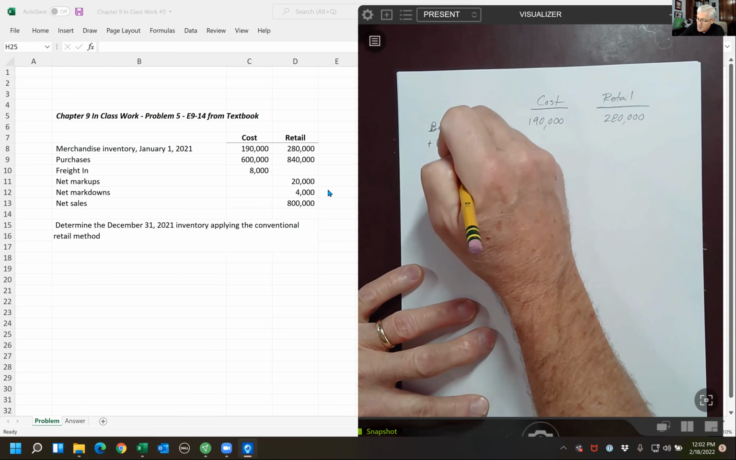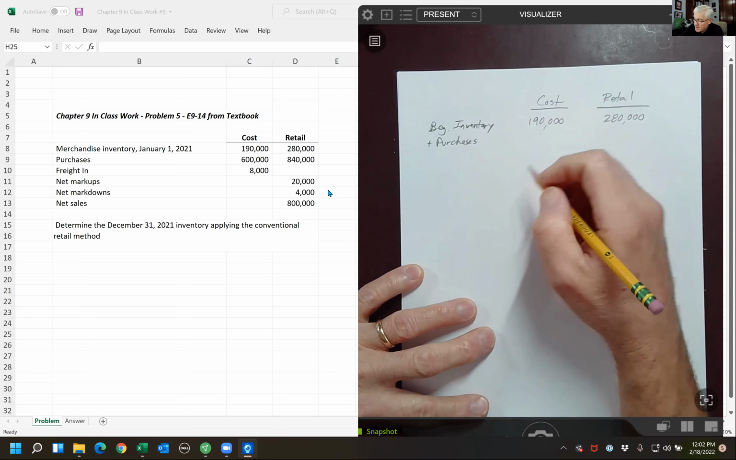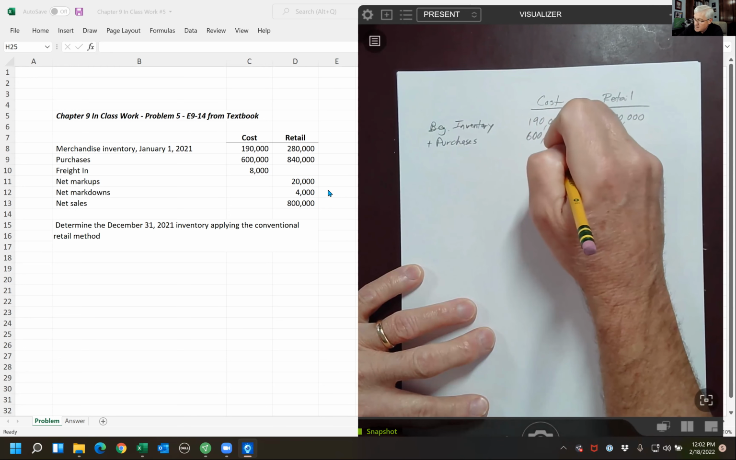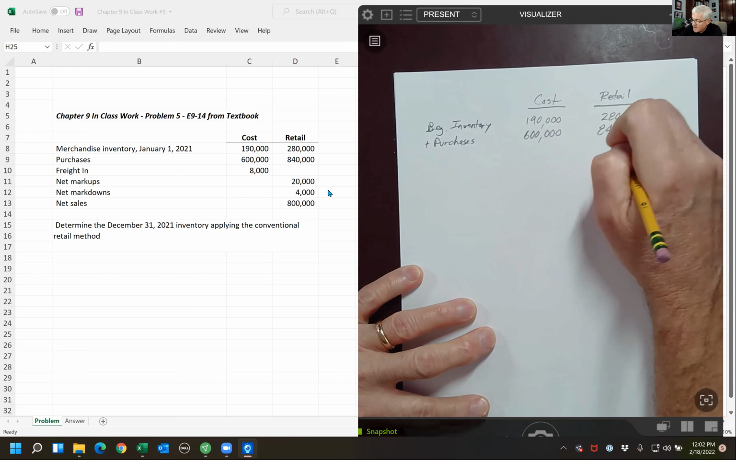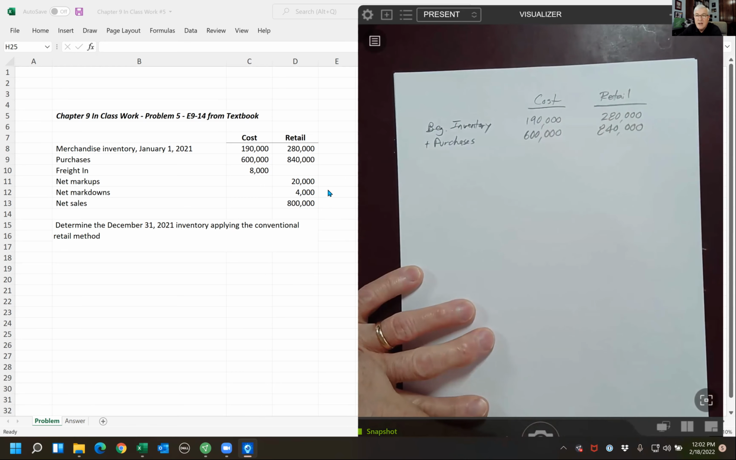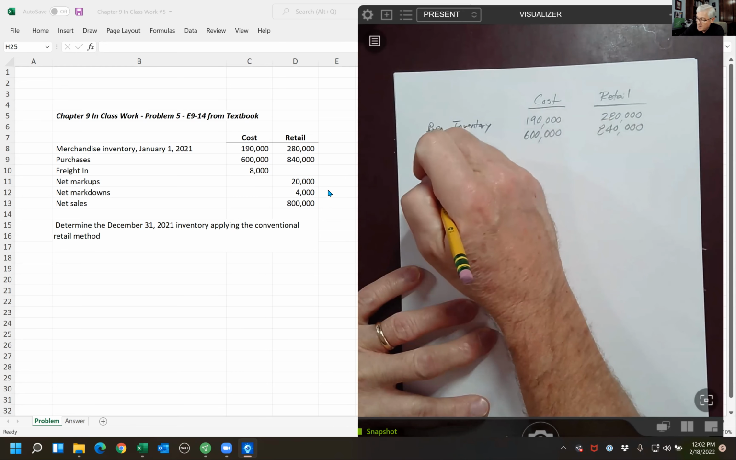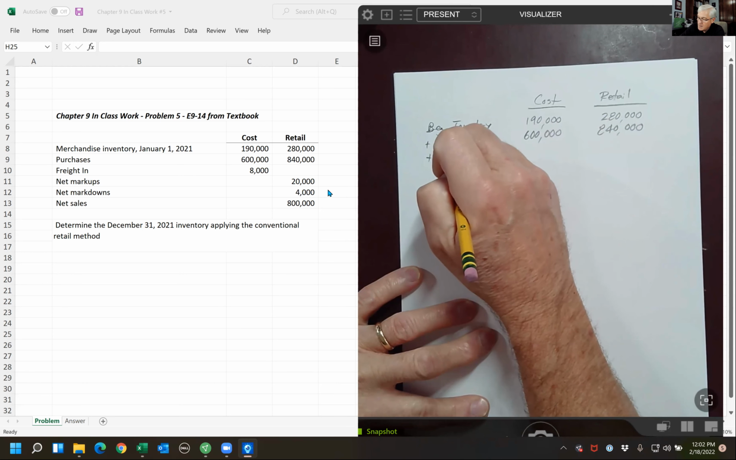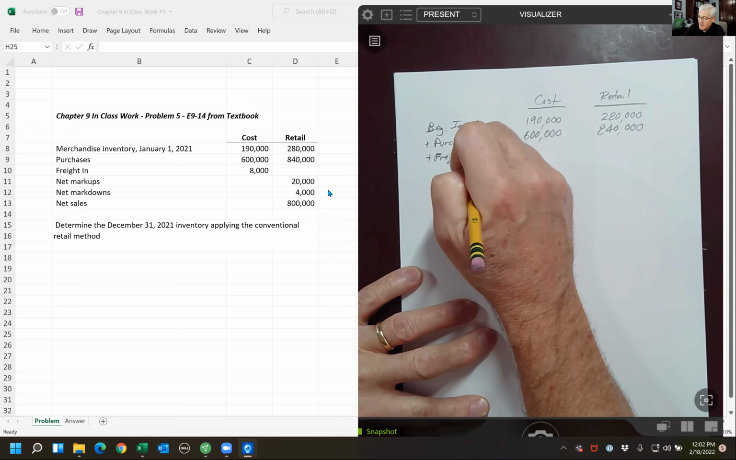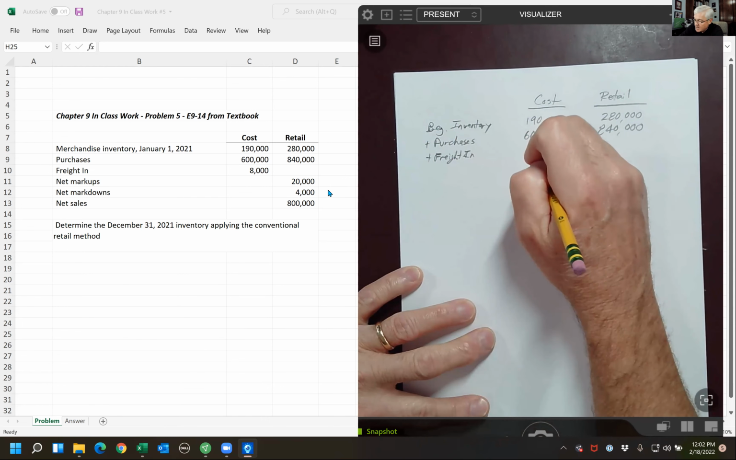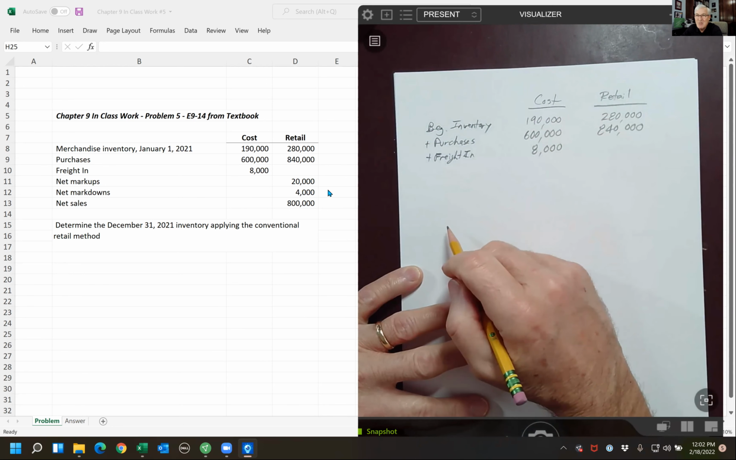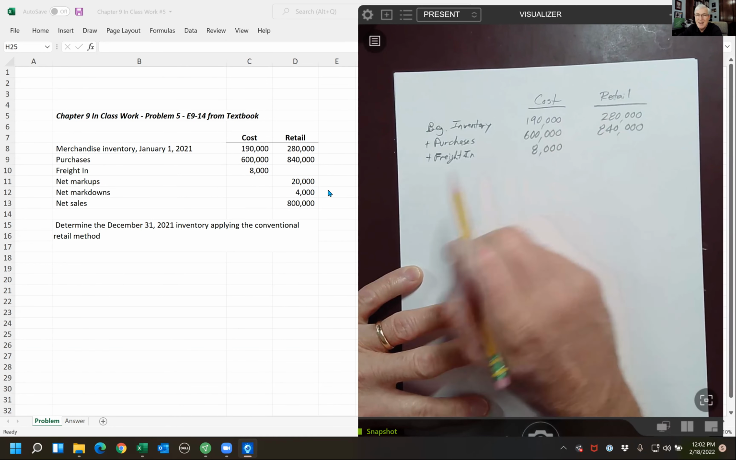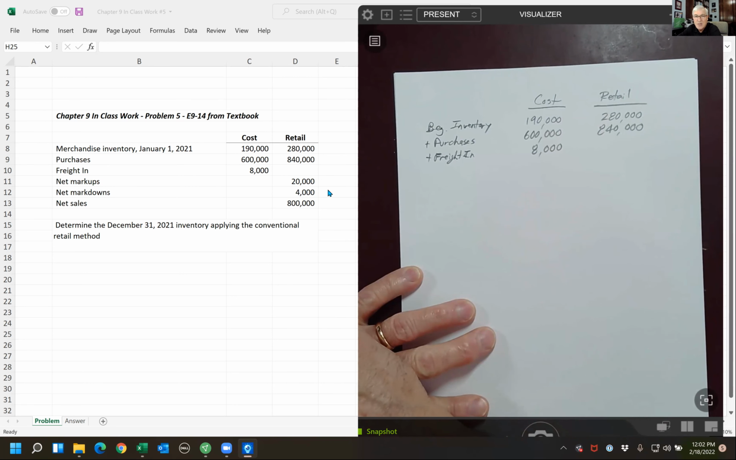Plus purchases, 600,000 it cost, and those purchases were 840,000 on the retail side. Plus freight in. This is an inventory cost, 8,000. Well, freight in has nothing to do with the retail prices of those goods. It's just something in accounting we count as cost, and therefore, that is not on the retail side.